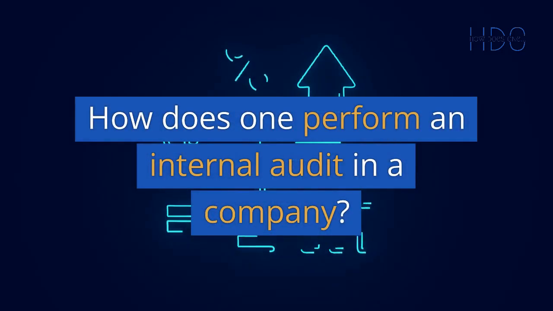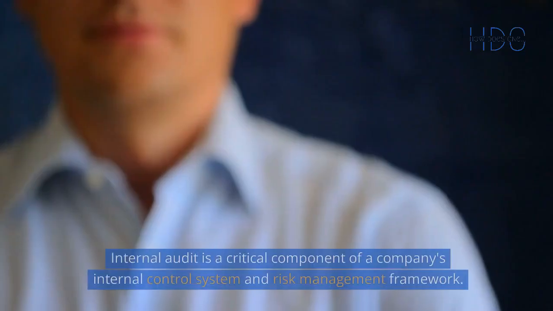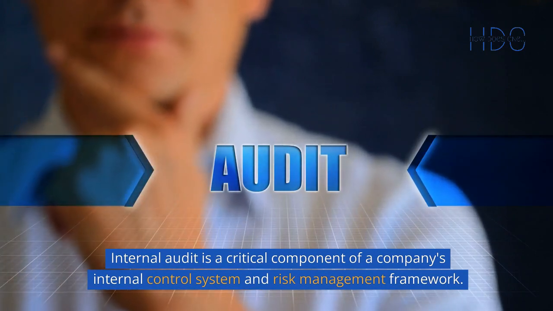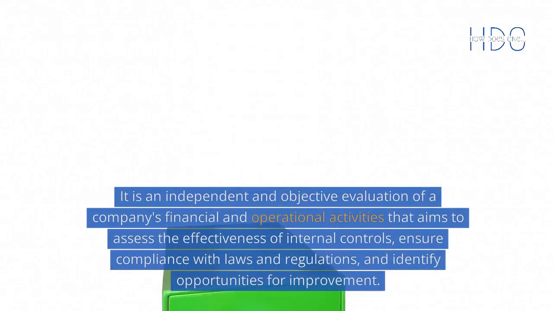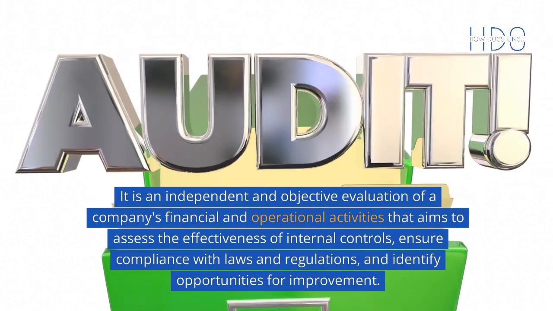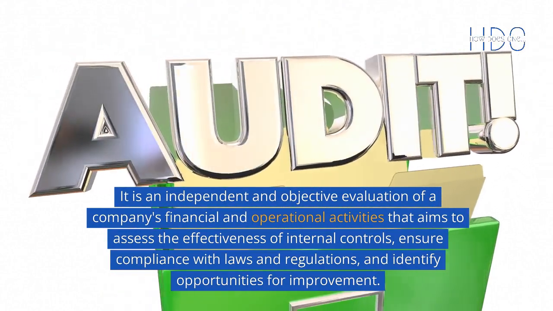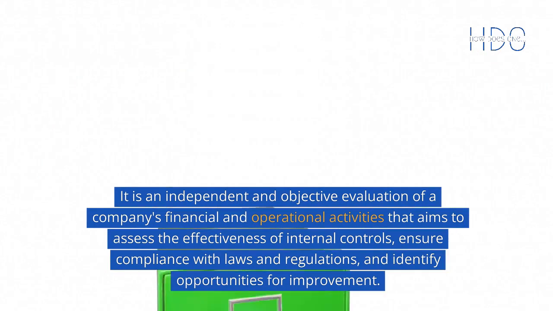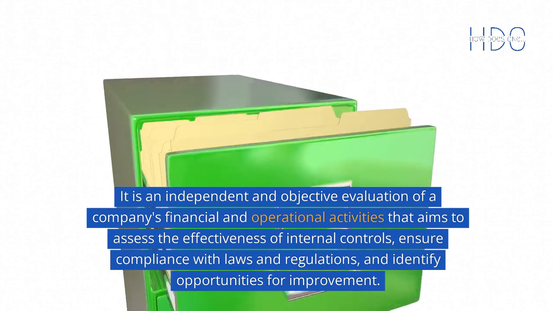How does one perform an internal audit in a company? Internal audit is a critical component of a company's internal control system and risk management framework. It is an independent and objective evaluation of a company's financial and operational activities that aims to assess the effectiveness of internal controls, ensure compliance with laws and regulations, and identify opportunities for improvement.